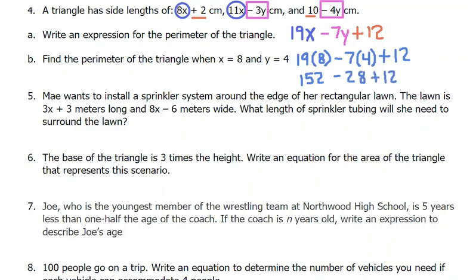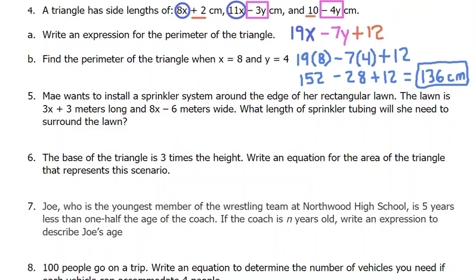And if I do 152 minus 28 plus 12, that will give me my perimeter, which is 136 centimeters. That is how we found the perimeter of that triangle. Remember, perimeter, you're adding up all the sides all the way around the shape.